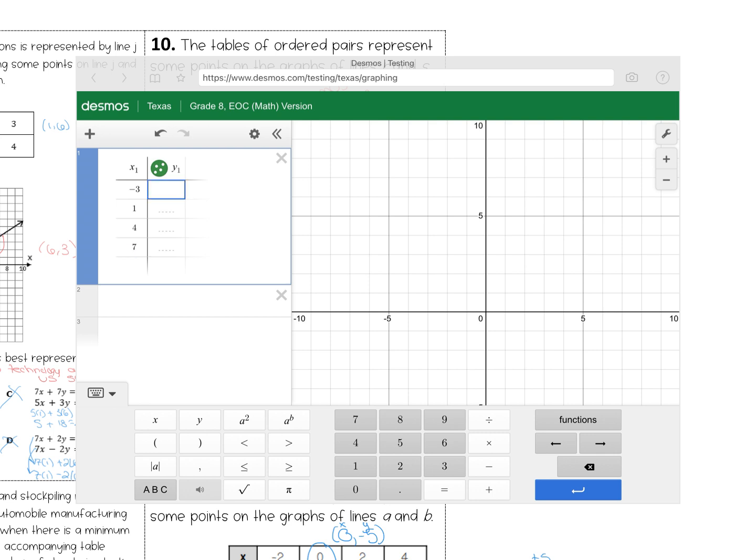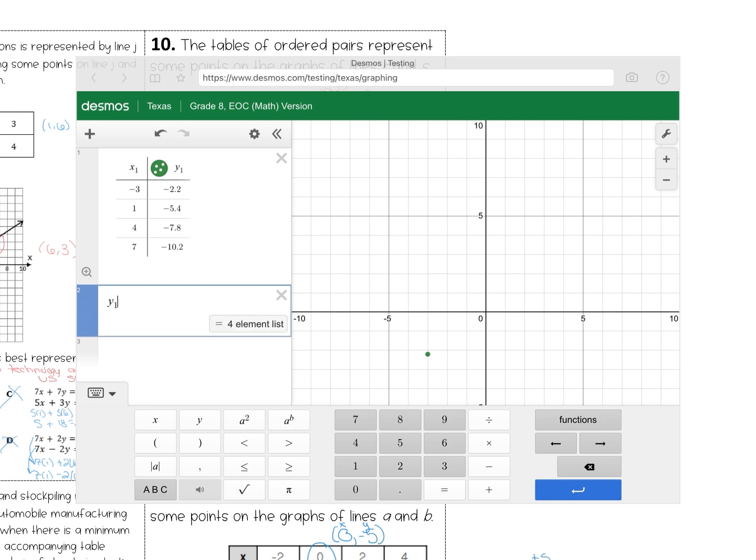And my y's are going to be -2.2, -5.4, -7.8, and -10.2. Then you go to a new line, and you have to type this magic formula.